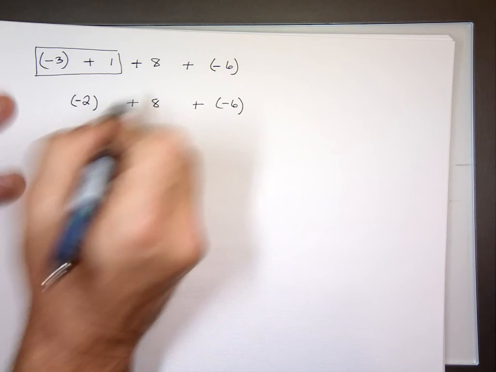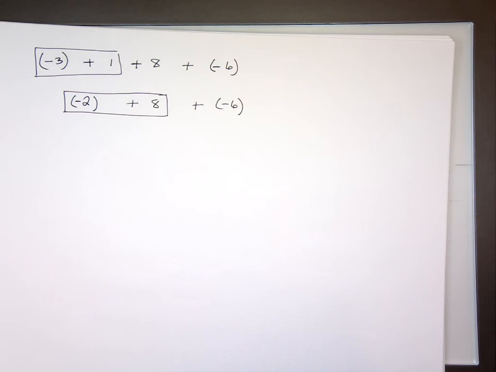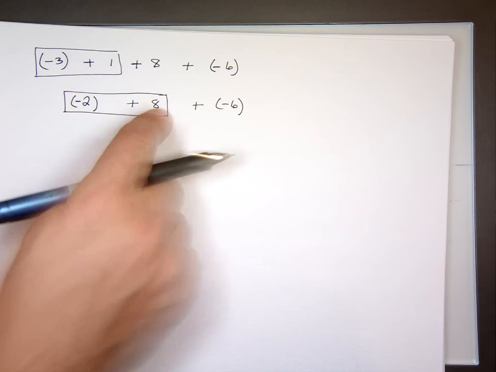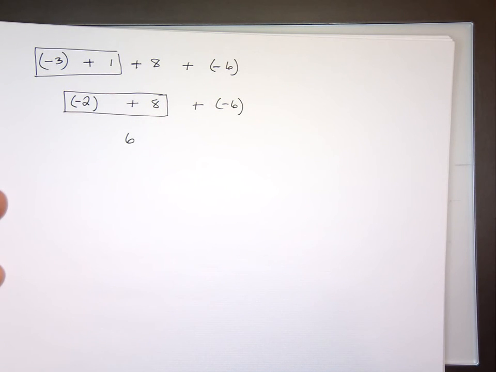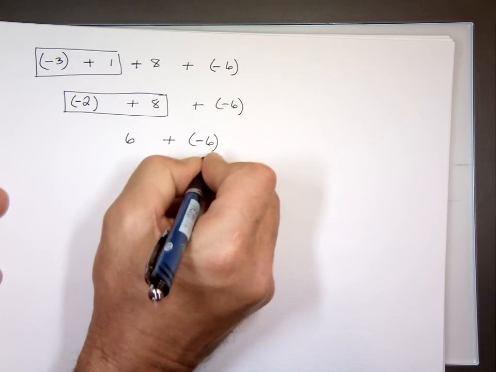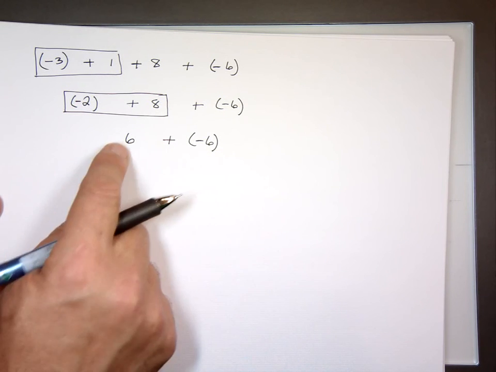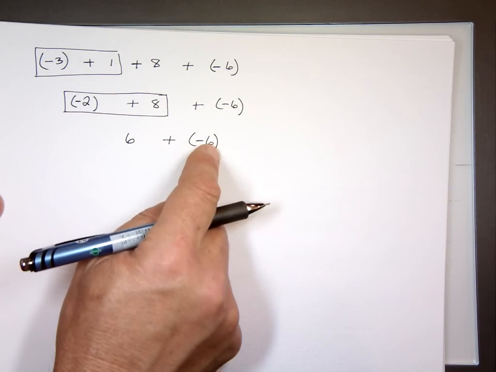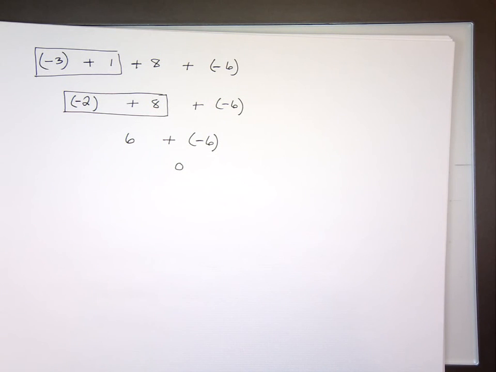Now let's do these two. Are they the same sign? No, they're different. Subtract 2 from 8, which is what? 6, and what's the sign of 8? Positive. Now these two are different signs. Subtract 6 from 6, which is what? 0. 0 does not have a sign. It's not a plus or a minus.